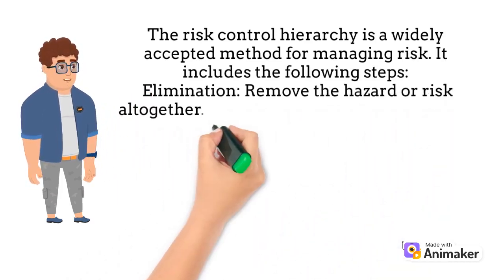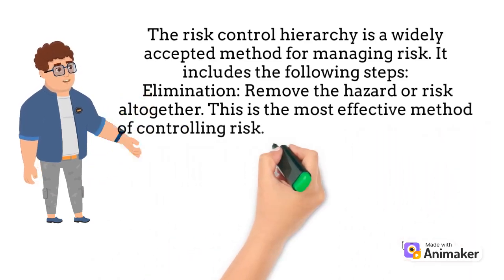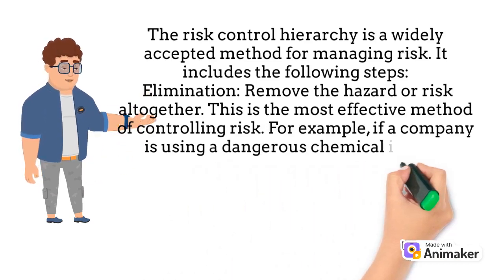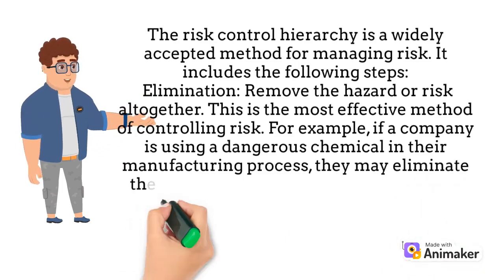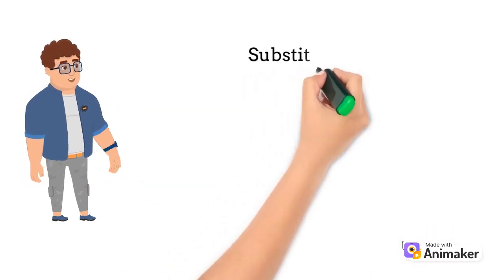Elimination: remove the hazard or risk altogether. This is the most effective method of controlling risk. For example, if a company is using a dangerous chemical in their manufacturing process, they may eliminate the risk by switching to a safer alternative.